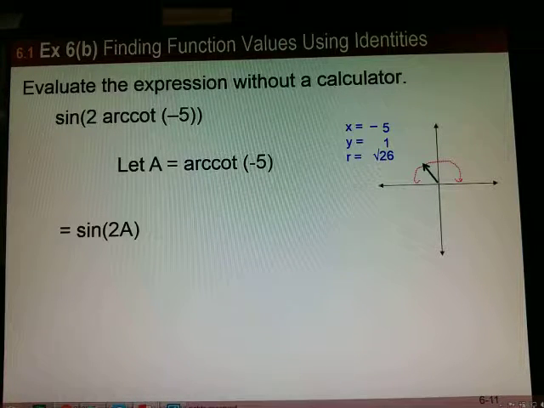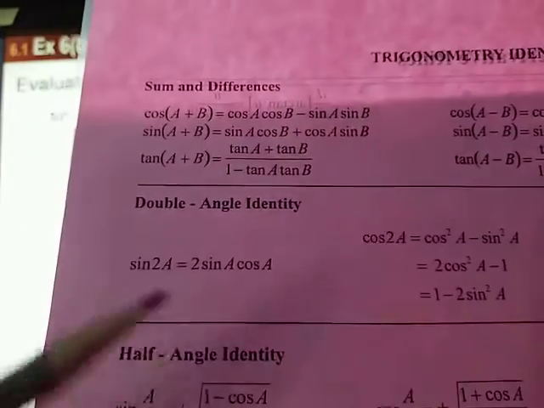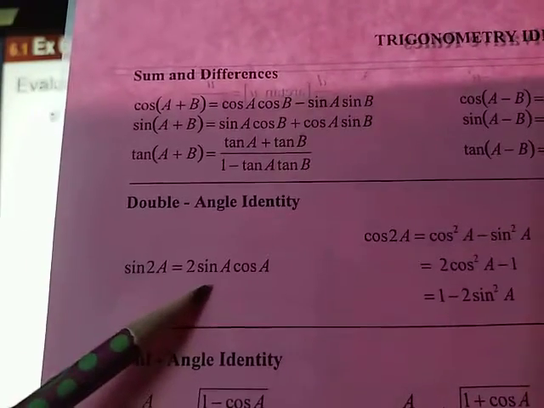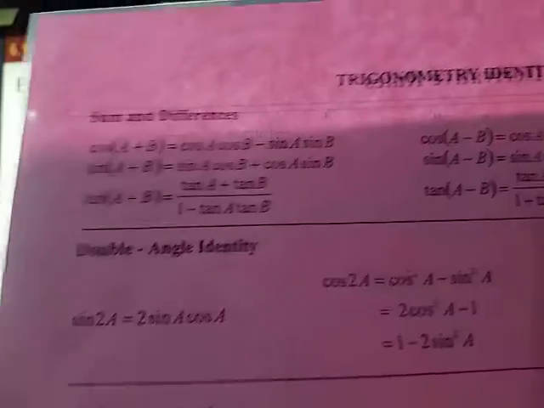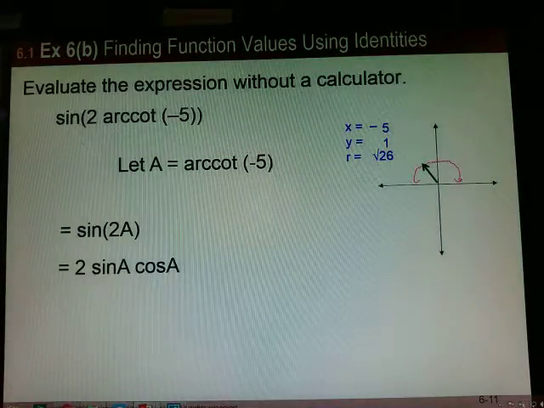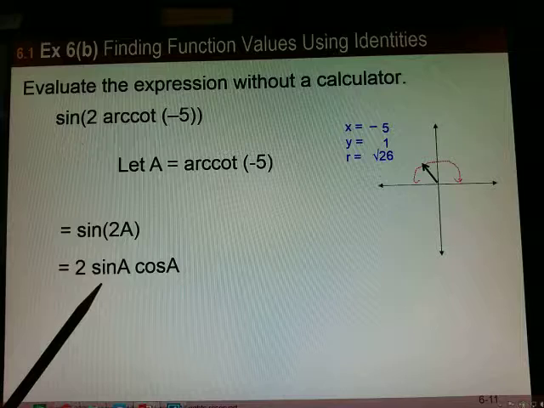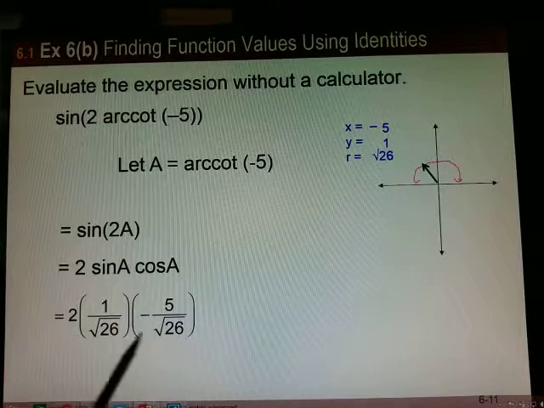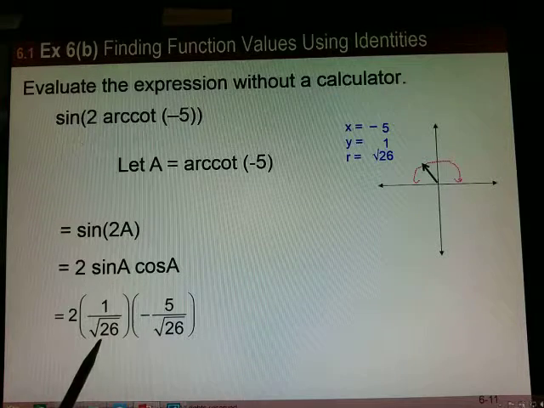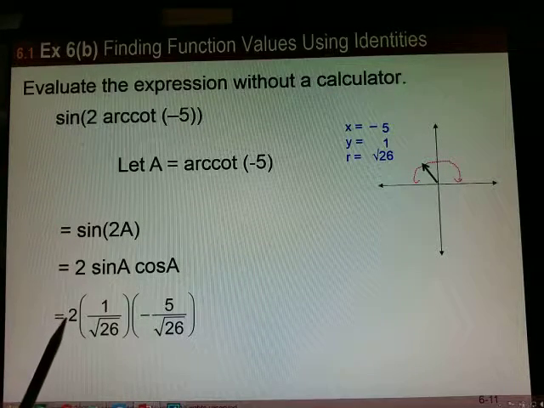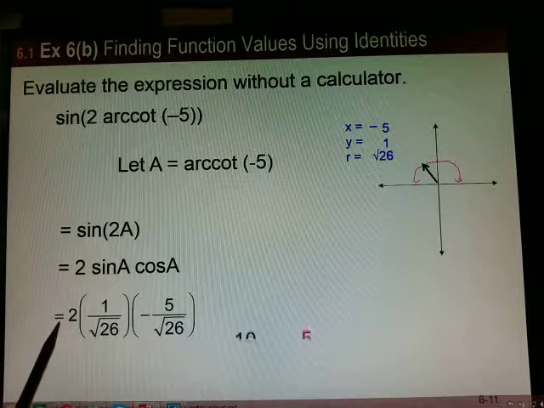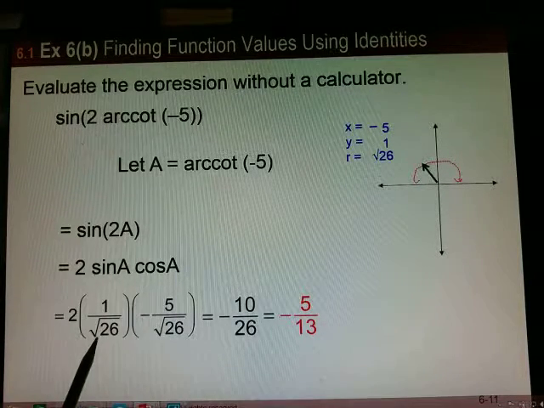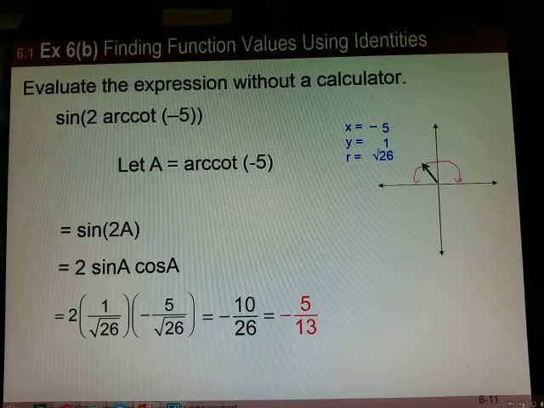Now we want the sine of 2 times that angle. The sine of 2 times the angle, if you go back to the pink sheet again, is 2 times the sine of the angle times the cosine of it. So that's what we're going to do. Now, the sine of the angle would be the y over r, which was 1 over radical 26. The cosine of it is negative 5 over radical 26. These two multiply, gives me a pair of 26s, so the denominator would be 26, while the numerator would be 2 times 1 times negative 5. So the numerator was negative 10, the denominator 26, that reduces to negative 5/13.